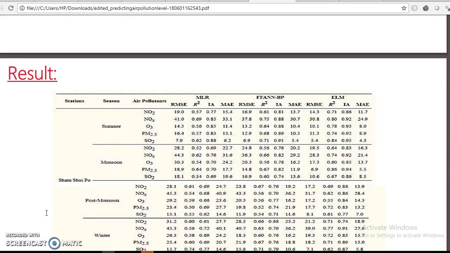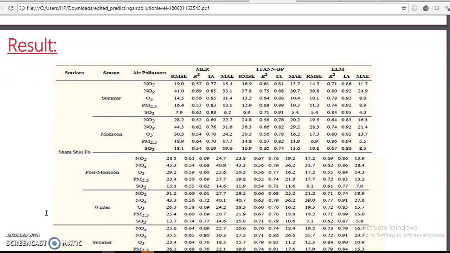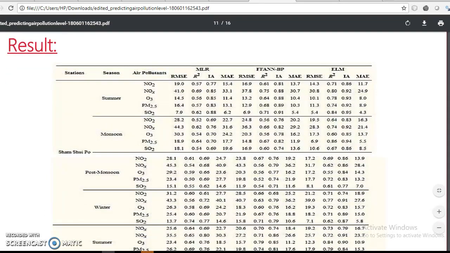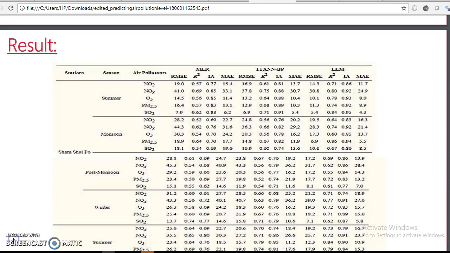RMSE is the root mean square error criteria. R square is the adjusted R square value, which actually justifies how good the model is, and the rest are the methods of deciding the models. So MLR is the multiple linear regression model, FFANN is the feed forward neural network method, and ELM is the extreme learning method.